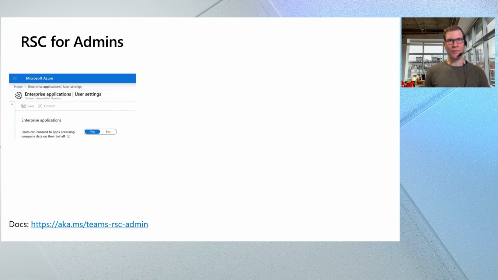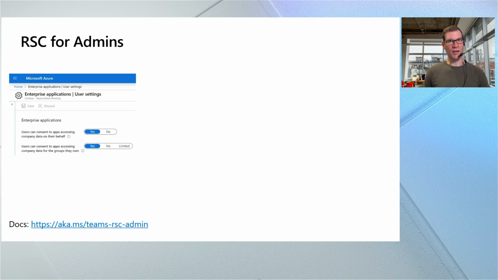For the admins in the crowd, we have a great set of controls for you. First thing to know is if user consent was off in your tenant, then RSC is also off in your tenant. So there's that first slider there. Users can consent to apps accessing company data on their behalf. If you've had that set to off, then RSC has defaulted to off. But you can change it to whatever value you want. There's that second slider. Users can consent to apps accessing company data for the groups they own. That is RSC. So you can do whatever combination you want.